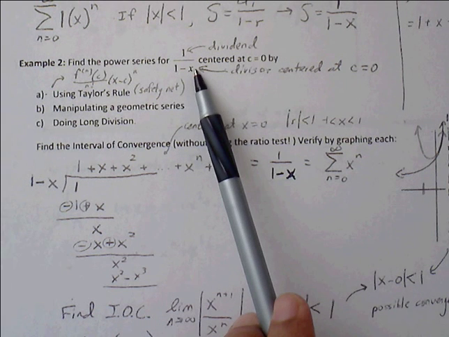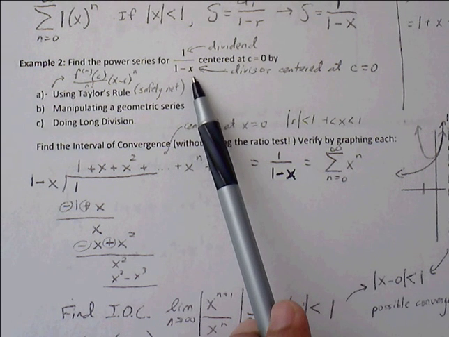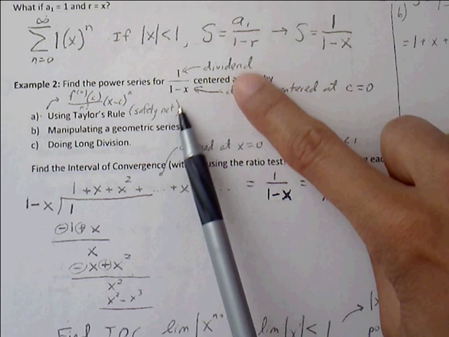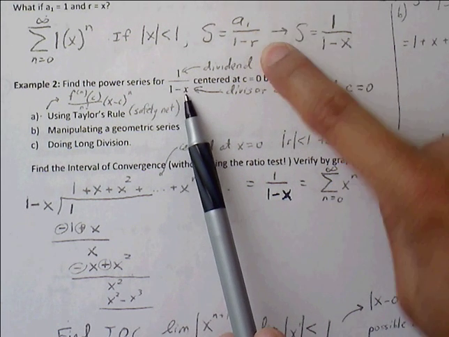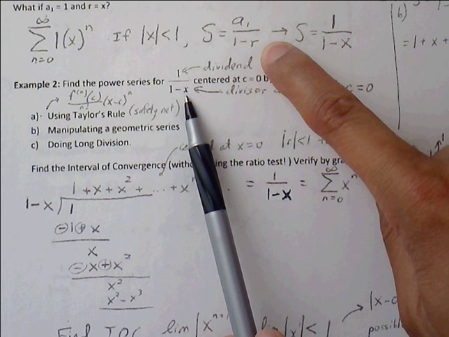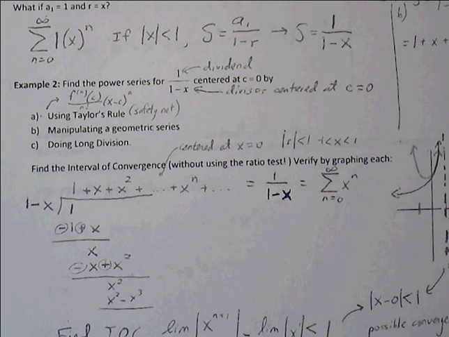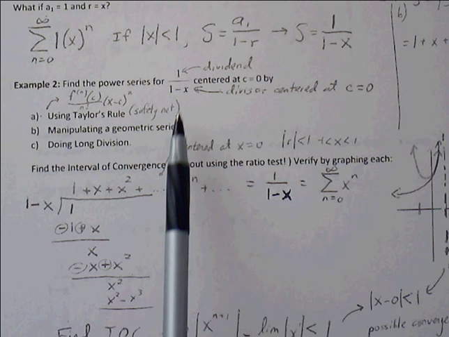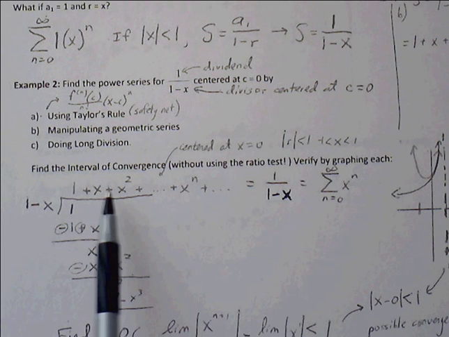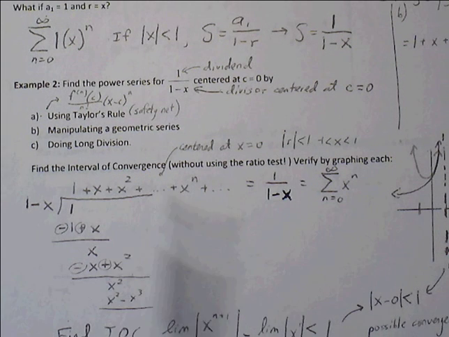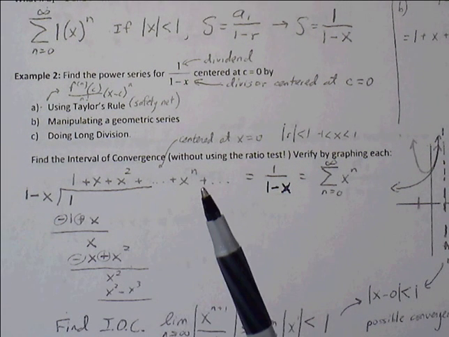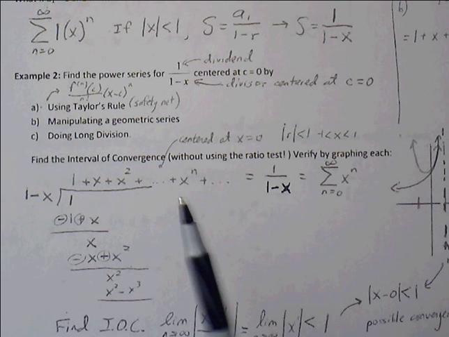So we have 1 over 1 minus x. Now this is in the form of the geometric series. So a sub 1 is simply 1, and then our ratio is just going to be x. So we're basically adding on, each term is being multiplied by that ratio. So we can write it as 1 plus x plus x squared plus ... all the way to x to the n. We can also find the series using long division.